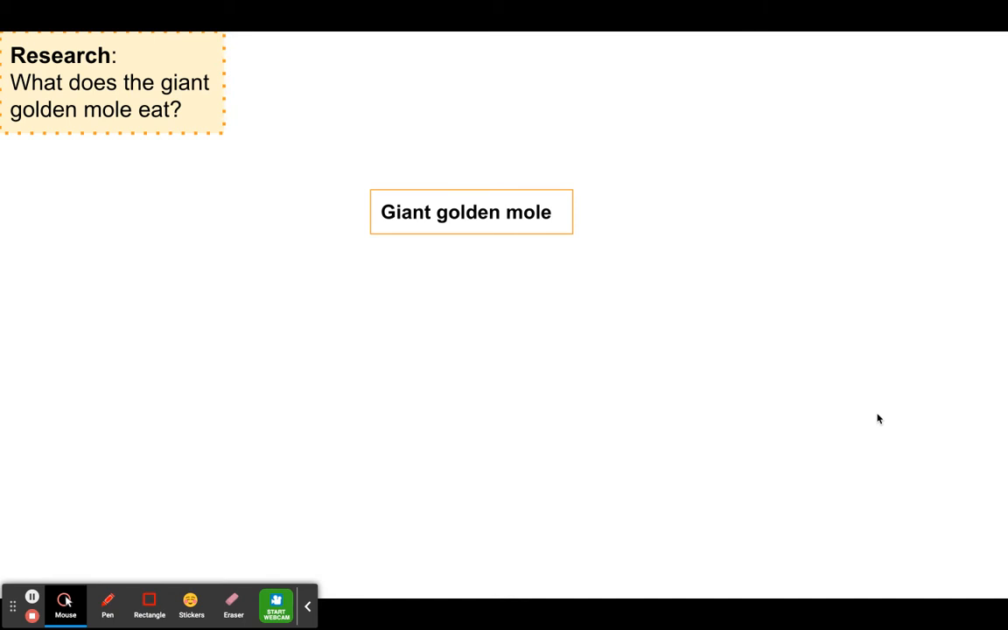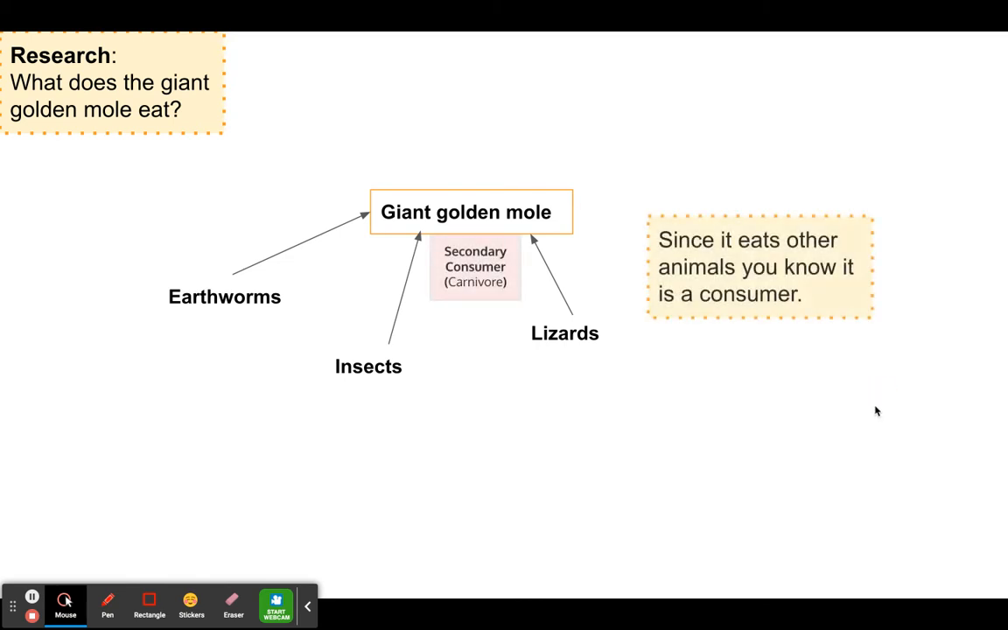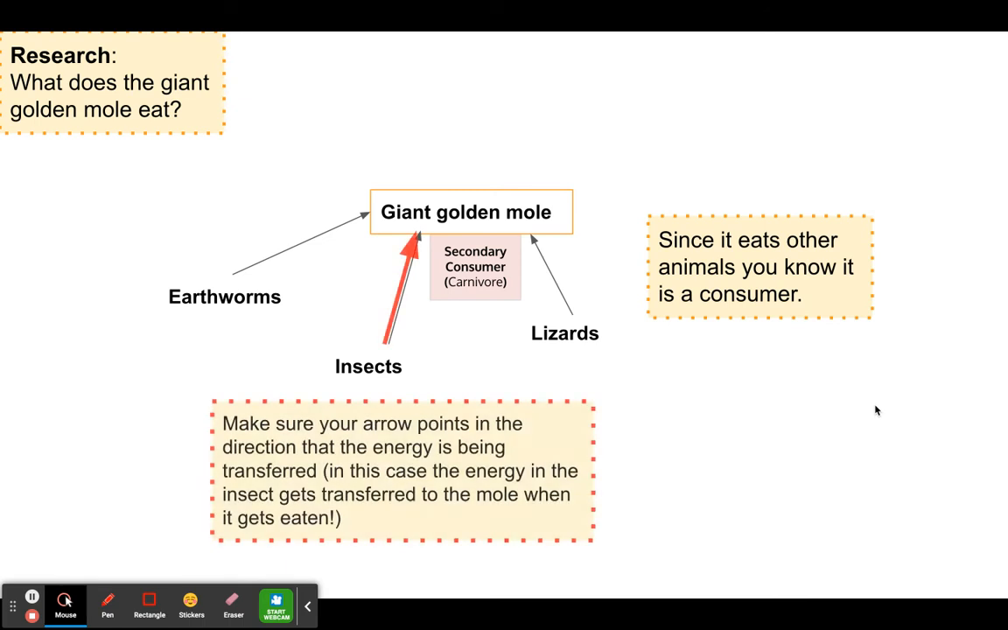You just literally type that into Google and try to find a reliable source. You'll often just be able to use Wikipedia, which is fine for this project. I typed that into Google and I found out that it eats earthworms, insects, and lizards. Since it eats other animals, I know it's a consumer of some sort.